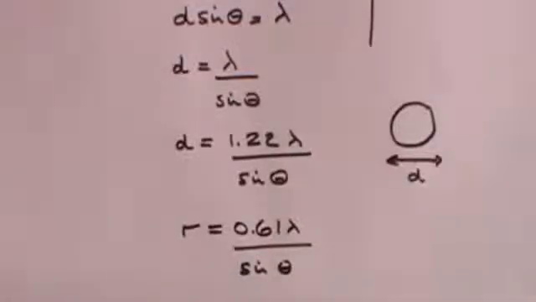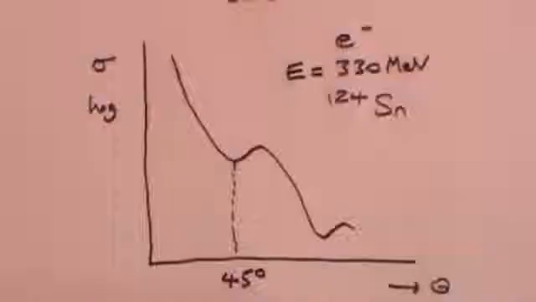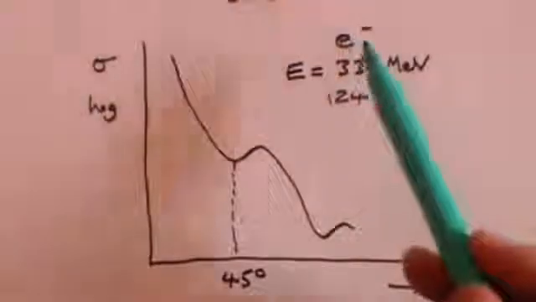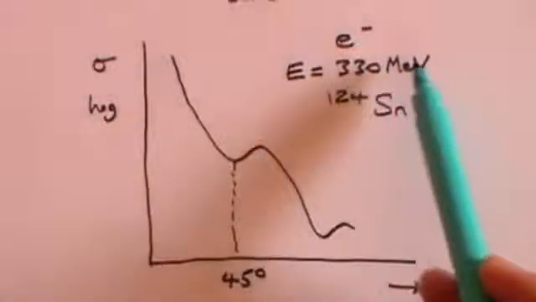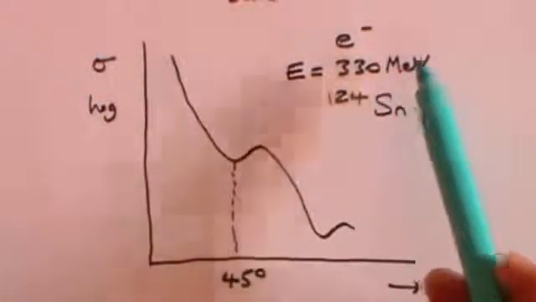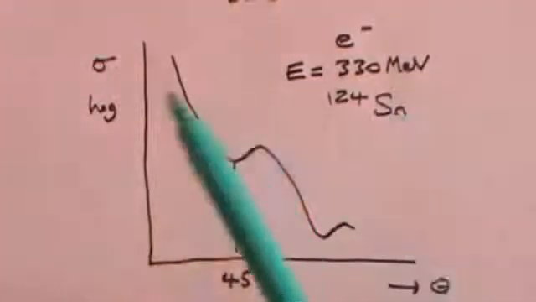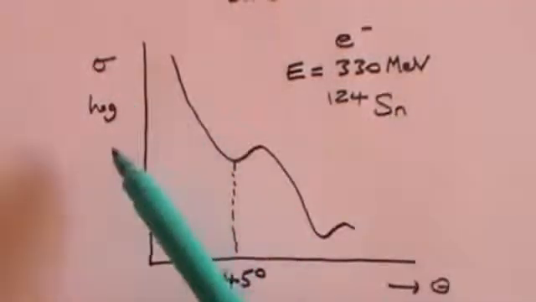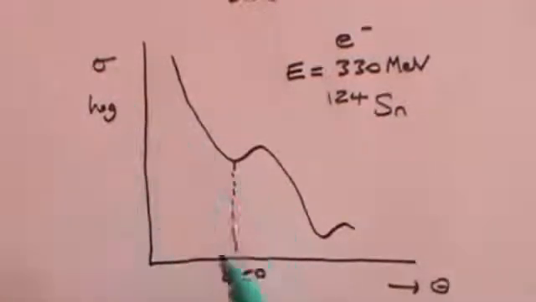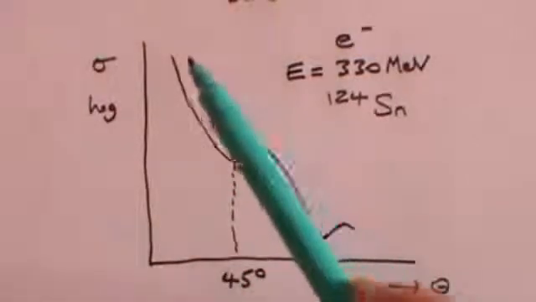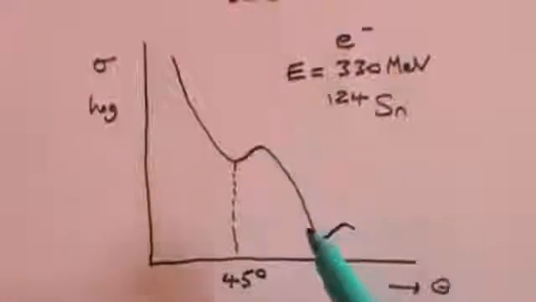Okay, so that's the geometry. Now let's look at some results. I've drawn out very roughly the results of electron scattering, where the electrons have an energy of 330 MeV, off of a target which is tin, 124 tin, and you're measuring the cross-section and plotting it on a log scale against the angle of scattering. And you get a shape that looks like this.